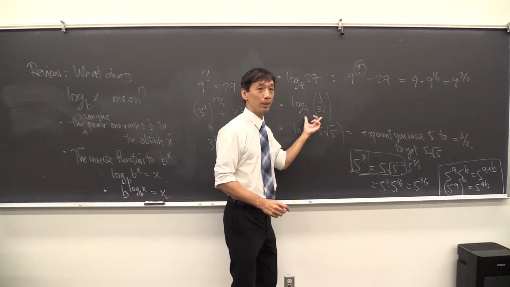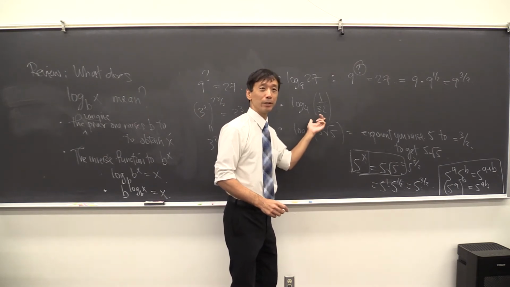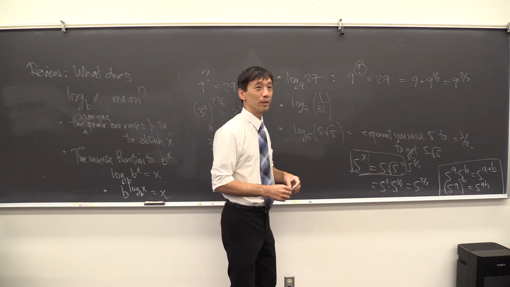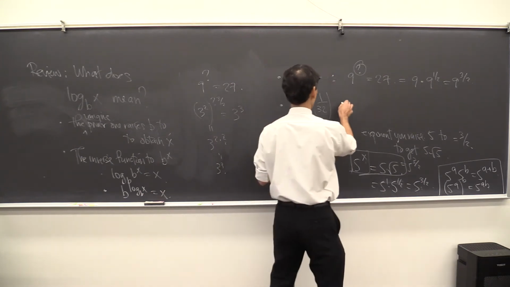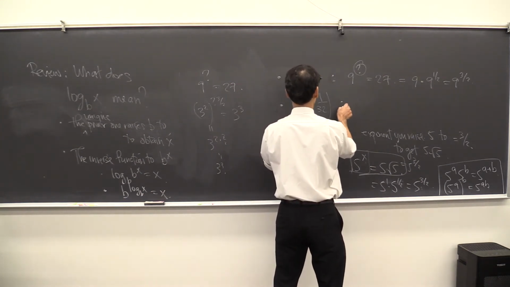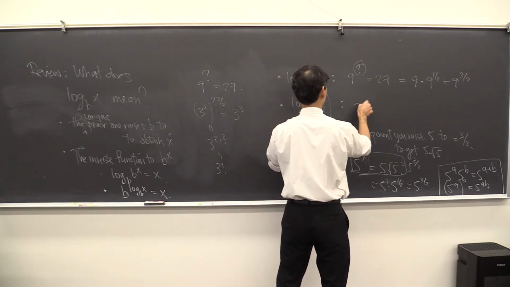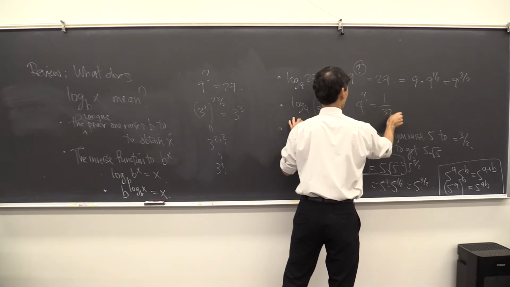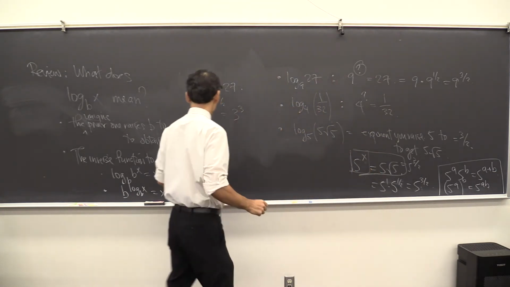And then this one, did anyone get it? Yeah, Amy. Negative 5 over 2. So let me think. We're asking 4 to what power equals 1 over 32. How did you get it?